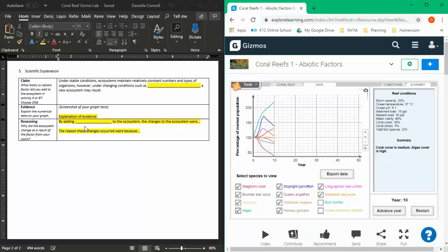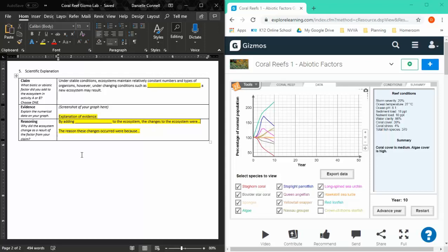And then in the reasoning, by adding, again, this blank should be the same as this blank here. The changes to the ecosystem were, what happened? What populations increased? What populations decreased? What are some things on the summary tab that were drastically changed? And now I want to know why. Why would an invasive species change the ecosystem? What specifically is that invasive species doing to the ecosystem? Or if you choose sewage, why did the sewage increase change the ecosystem? What specifically happened with the populations, and why did those populations change as a result of sewage?